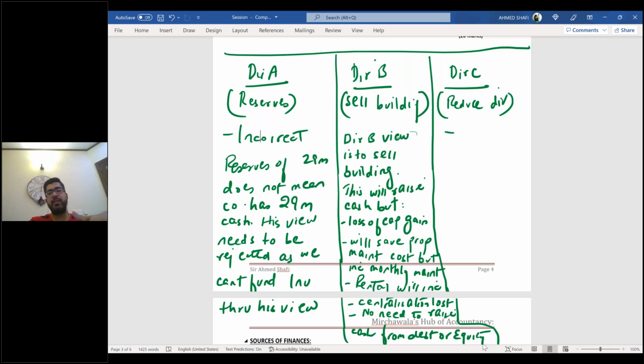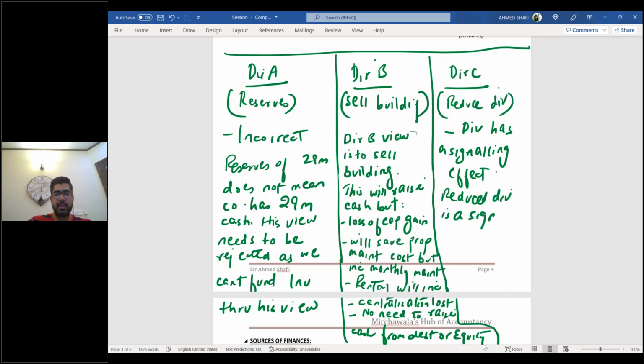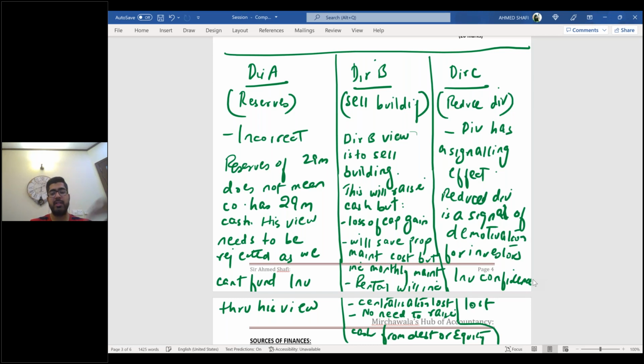Director C's view is to reduce dividend, because if you reduce dividend, you save money and then you can invest. As you have all studied in sources of finance in your normal classes, dividend has a signaling effect. Reduced dividend is a signal of demotivation for investors. Why do investors invest money in the company? To earn something. If you are saying that you will reduce dividend, obviously it will give a signal that we are not earning enough return. So if we are not earning enough return, we may go to some other company, sell our shares, leading to a fall in share price and investors' confidence lost in the company. So his view also doesn't seem good.